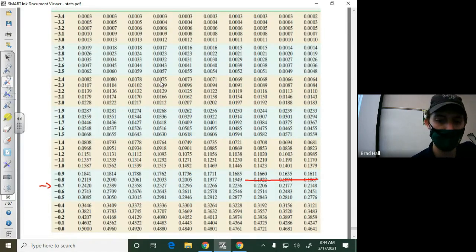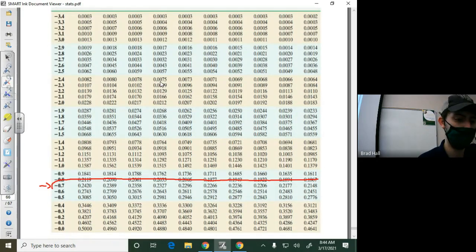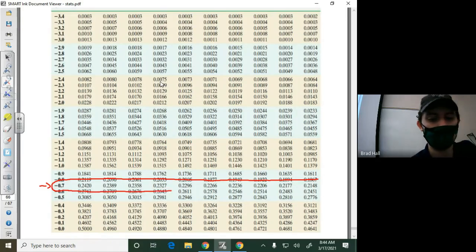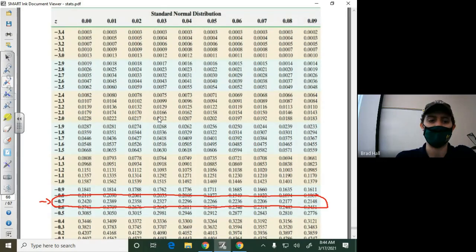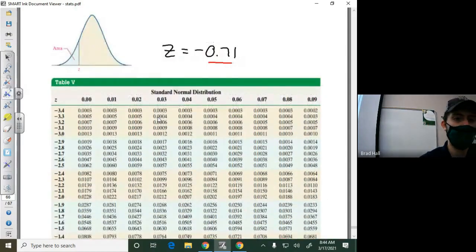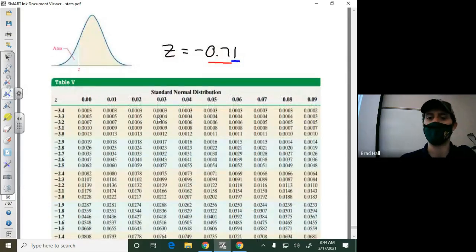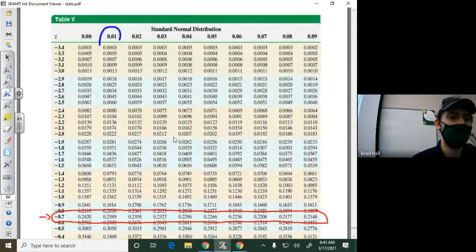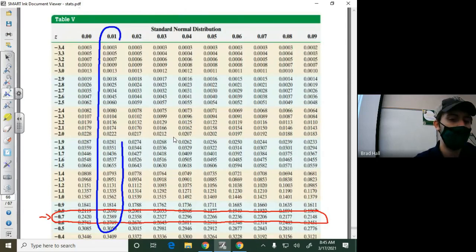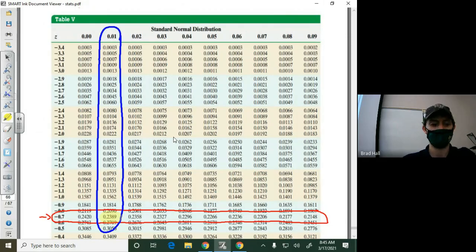I'll go ahead and highlight that. I don't care about the rows above and below. That's the row. We just have to find the corresponding column. The next digit is a 1 in the hundredths place, which corresponds to this column. And lo and behold, look at what the answer is. Exactly what you said, 0.2389.